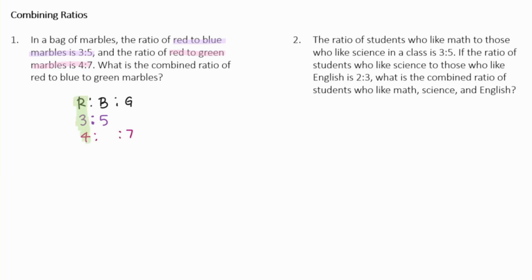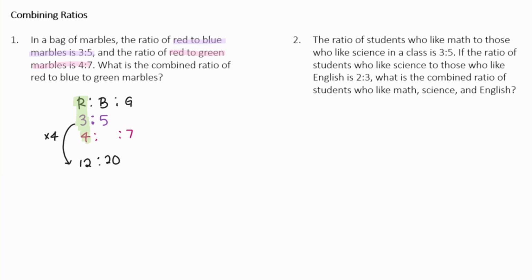As we can see, the common ratio in both of these ratios is that of red, which means we now have to find a common multiple of 3 and 4. So we can use the lowest common multiple, which is 12. We now need to check what we did to the first ratio to make it into 12. We have multiplied 3 by 4 to get 12, which means we also have to multiply our 5 by 4, which gives us 20.